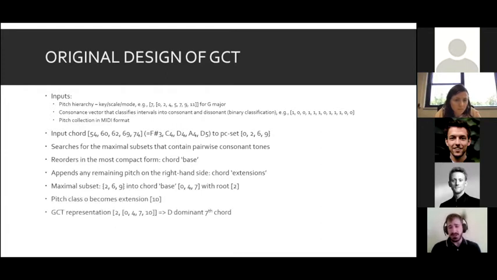Therefore, we get the GCT representation 2 0 4 7 10, which is the dominant seventh chord. And in the context of a G major scale, it becomes a chord built on the fifth degree here. That is the seventh semitone of the scale.